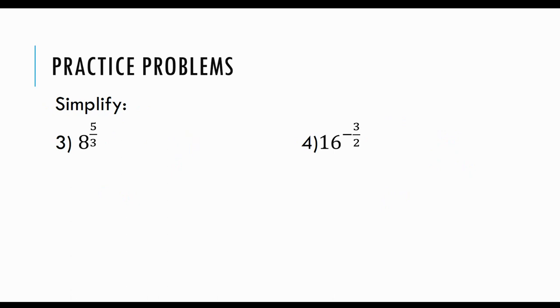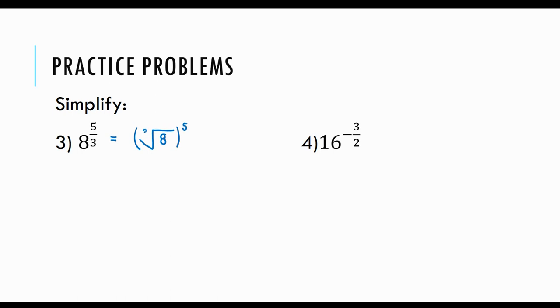If I want to simplify 8 to the 5/3 power, notice this time we have something in the numerator that is not a 1, so we are going to have to make sure that we know how to write this. So I'm going to rewrite it as a radical. 3 is my index, 8 goes underneath, and then this is raised to the 5th power.